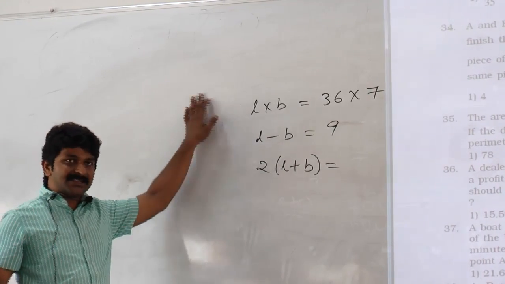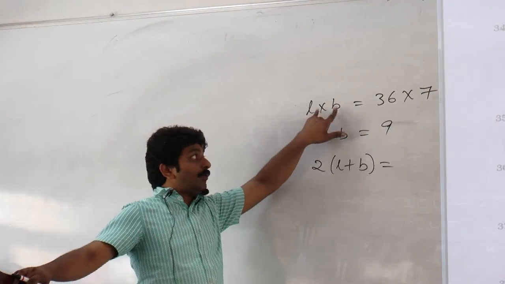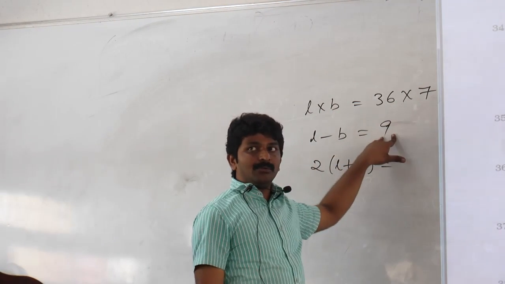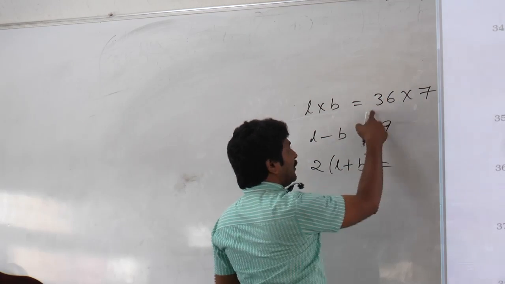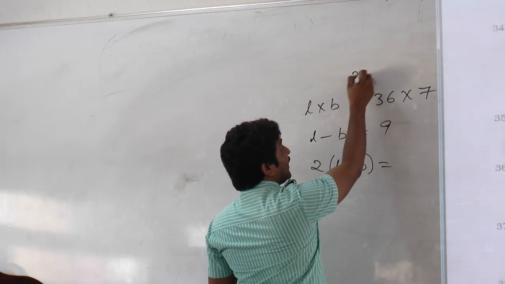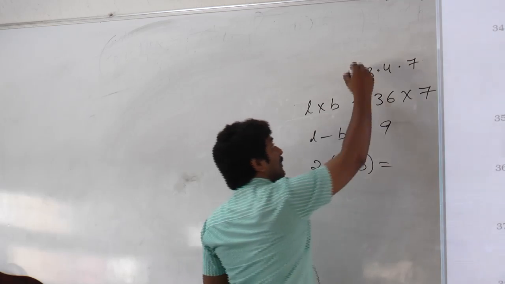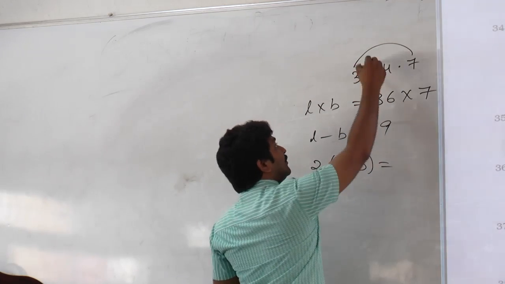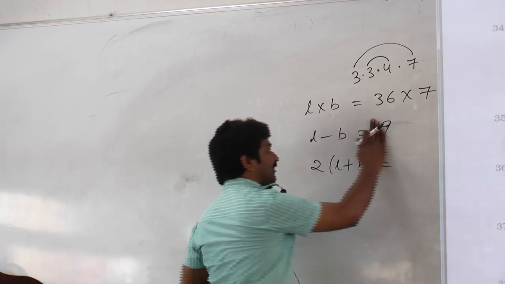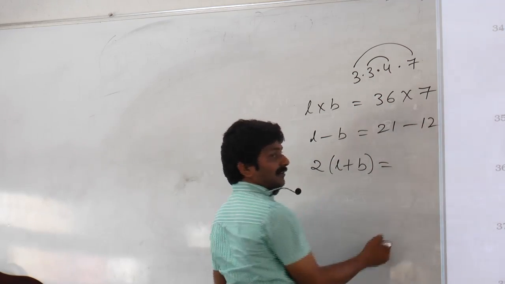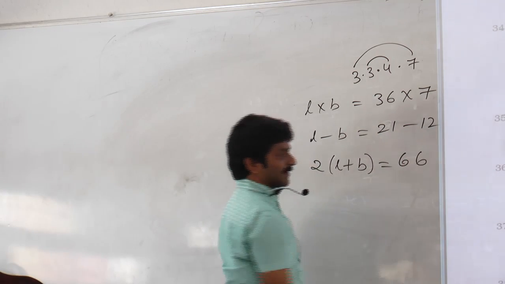Let me write 36 into 7 as a product of 2 numbers, because that is the product of L and B, where the difference between these 2 numbers should be equal to 9. Yes or no? Can we write this number as 9 into 4, and again I can write 9 as 3 into 3, into 4 into 7? Yes or no? 7 3s, 3 4s, 12 and 21, difference 9. Satisfied? So length is 21, breadth is 12, L plus B is 33, perimeter is 2 into L plus B, which is 66.